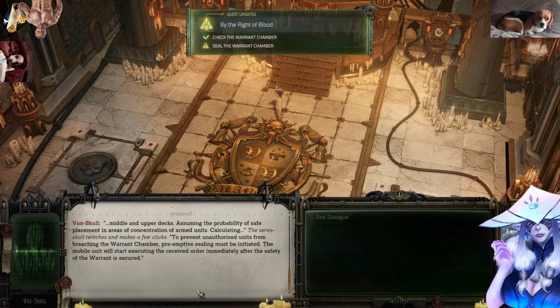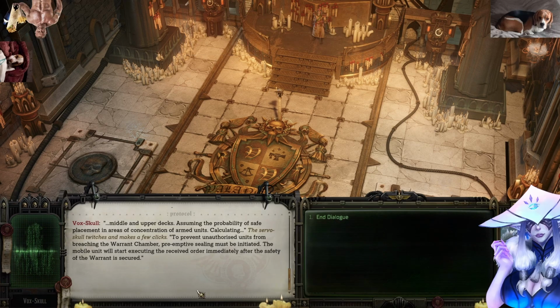Lead me away from here, please. Middle and upper decks. Assuming the probability of safe placement in areas of concentration of armed units. Calculating. To prevent unauthorized units from breaching the warrant chamber, preemptive sealing must be initiated. The mobile unit will start executing the received order immediately after the safety of the warrant is secured.